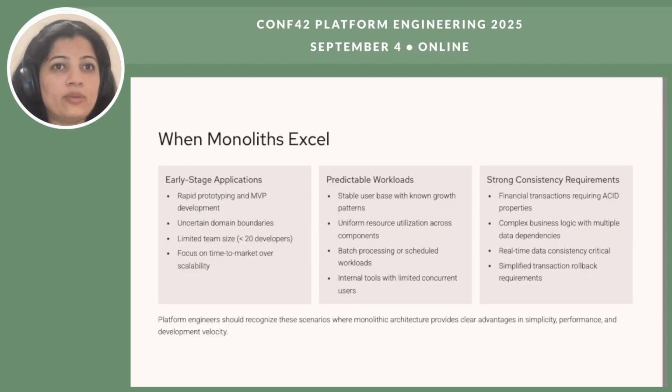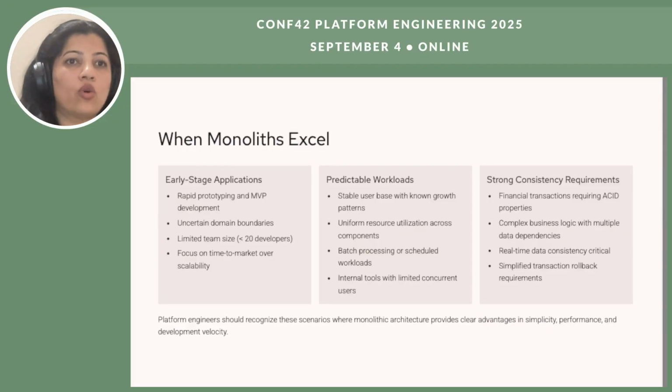When there are predictable workloads, if you have a stable user base with known growth patterns or internal tools with limited concurrency, a monolith is easier to manage. Strong consistency requirements, like financial transactions or business processes with complex data dependencies. Real time consistency and simplified transaction rollback are much easier in a monolith. In all of these scenarios, monolith gives us speed, cost efficiency, and reduced operational overhead.